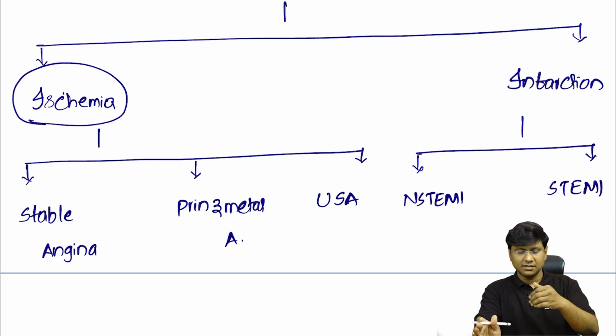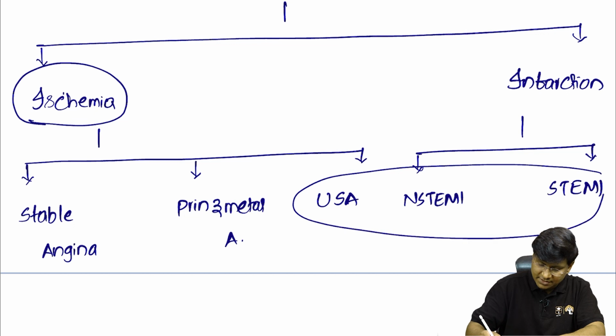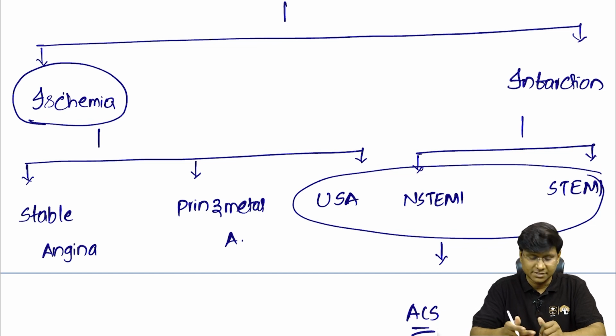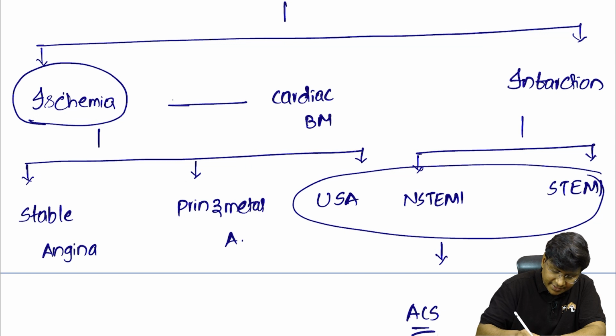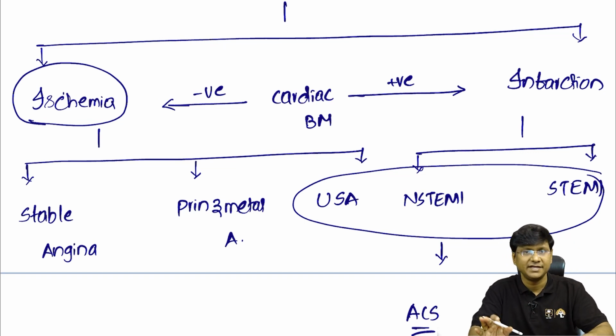So this is the classification in case of coronary artery disease. Out of this, the last three come under what is called acute coronary syndrome. What exactly makes the difference between ischemia and infarction is that in both of them there is angina, that is chest pain. But the cardiac biomarkers are negative in case of ischemia, whereas they are positive in case of infarction.